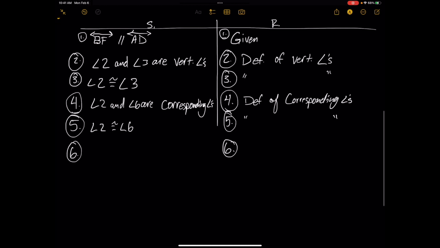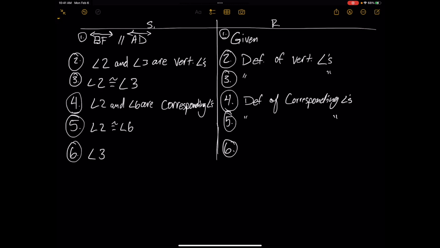Guys, we're at the last step. What's the last step? Angle 3 and angle... wait, are we at the last step? No, we need to write that angle 2 and angle 6 are alternate angles.